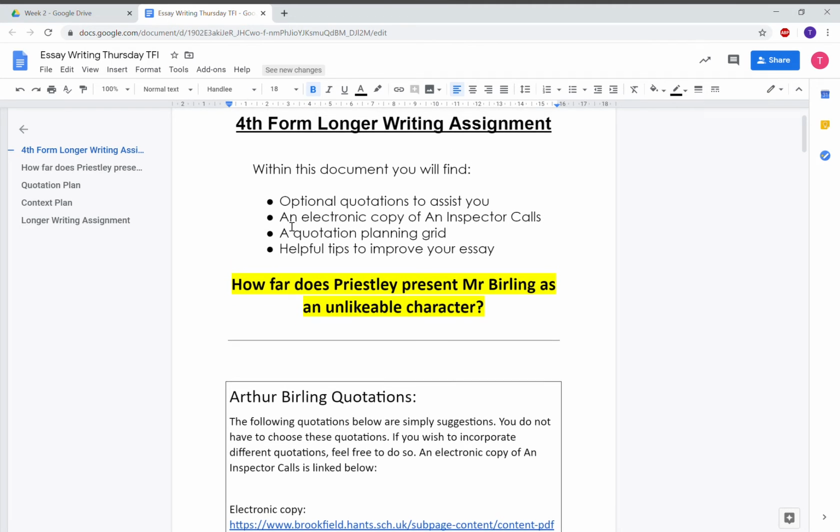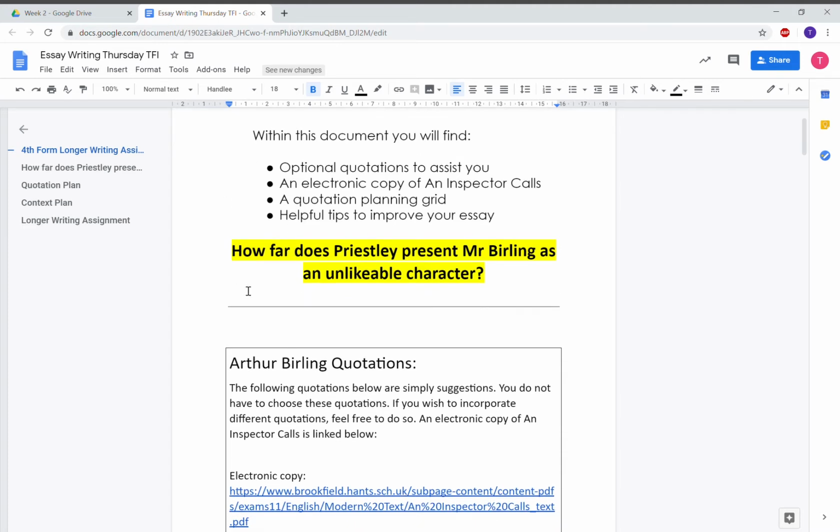So this is a literature essay. That means you're only going to be answering one question, okay? You're going to be answering one question with an essay, so using analytical paragraphs to answer one question. That question is, how far does Priestley present Mr. Birling as an unlikable character, okay? How far does Priestley present Mr. Birling as an unlikable character?